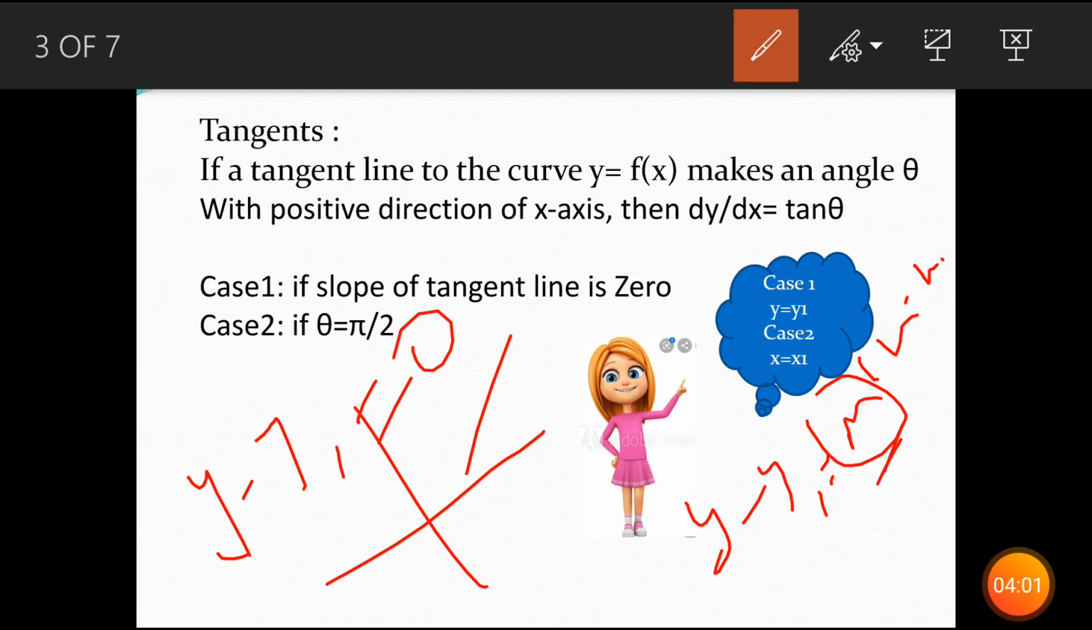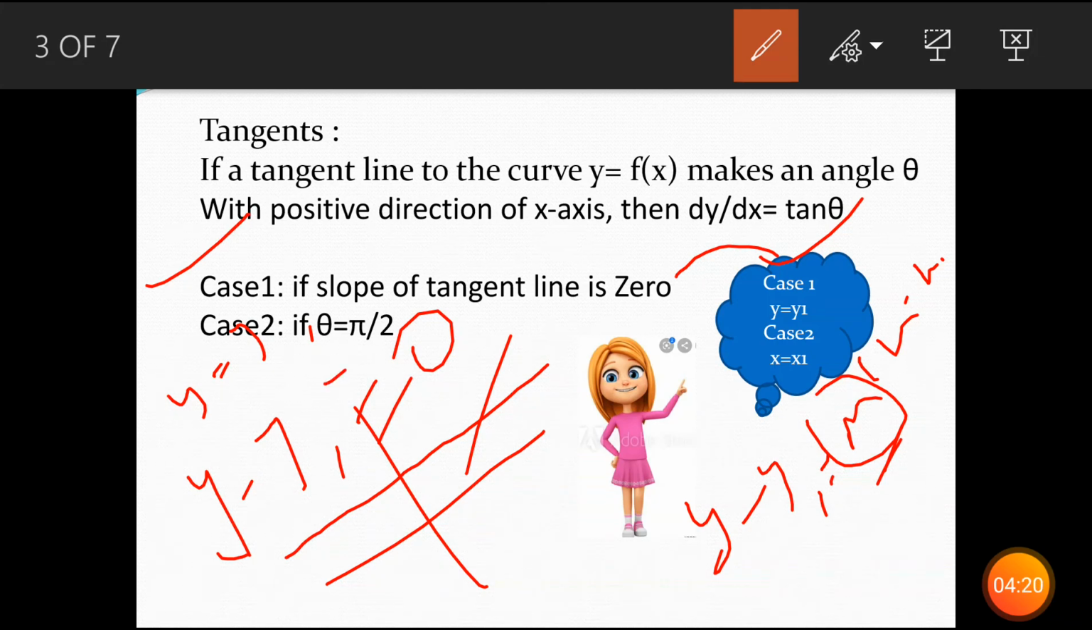What is the meaning of this? It means y equals y1 is the equation of the tangent, and y equals y1 means that the line is parallel to x-axis. It means in this case the tangent will be parallel to x-axis.